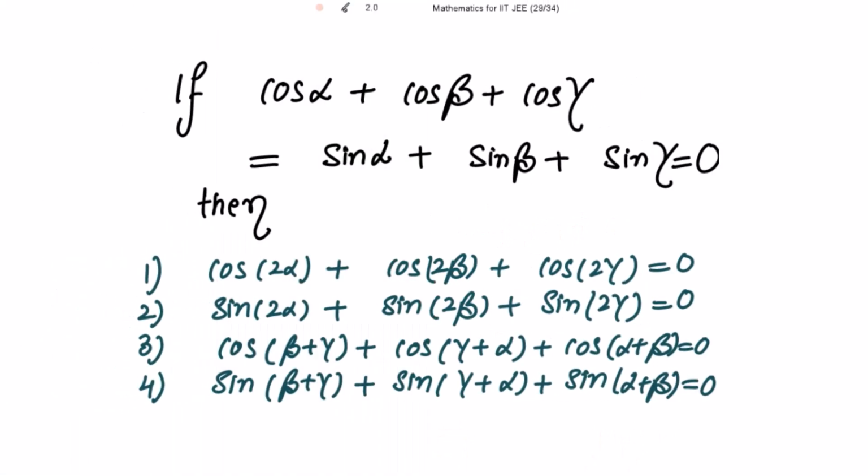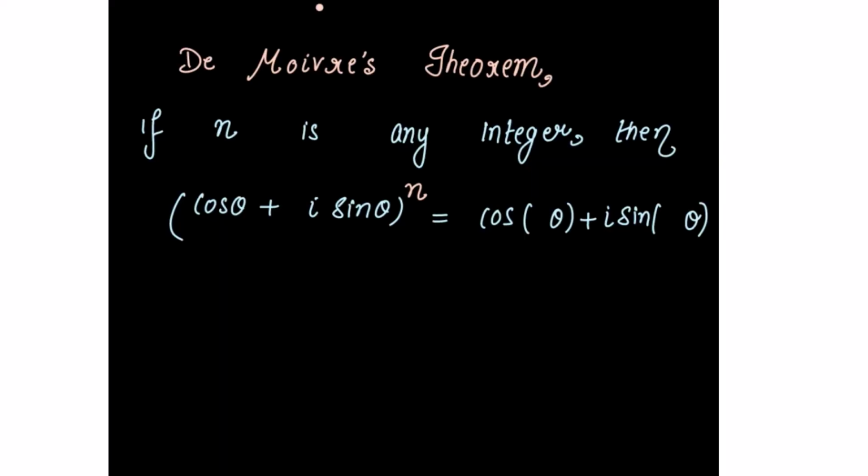It is given to us that cos alpha plus cos beta plus cos gamma is equal to sin alpha plus sin beta plus sin gamma, which are also further equal to 0, then we have to prove all these four results. So for that, let's recall de Moivre's theorem.